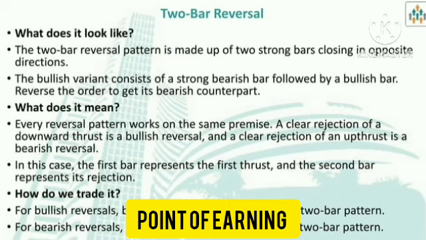What does it mean? Every reversal pattern works on the same premise. A clear rejection of a downward thrust is a bullish reversal, and a clear rejection of an upthrust is a bearish reversal. In this case, the first bar represents the first thrust and the second bar represents its rejection. How do we trade it? For bullish reversal, buy above the highest point of the two bar pattern. For bearish reversal, sell below the lowest point of the two bar pattern.